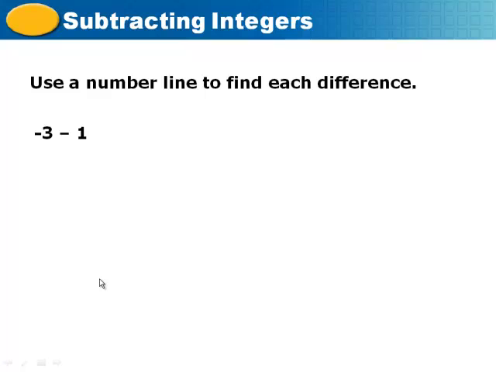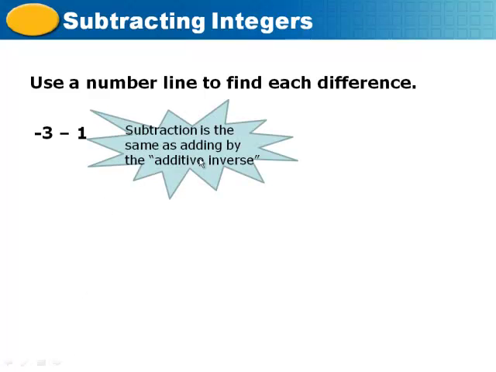Okay, now in this example, we're going to subtract, or find the difference of, -3 and +1. The first thing we should recognize is that subtraction is the same as adding by the additive inverse. So this is the same thing as -3 plus -1. Now, a common mistake that I see a lot of people make is that when they see that subtraction is the same as adding by the additive inverse, they would like to change the first number.